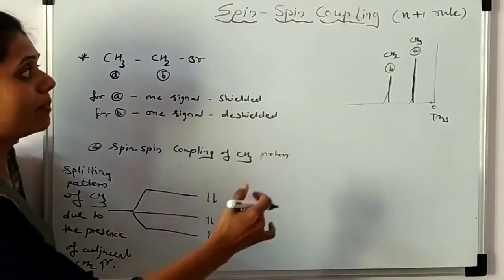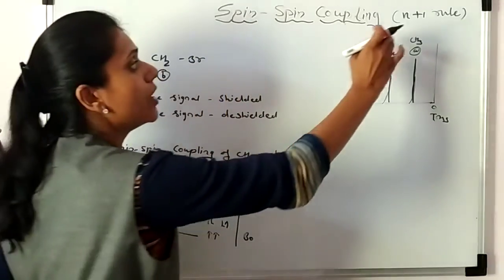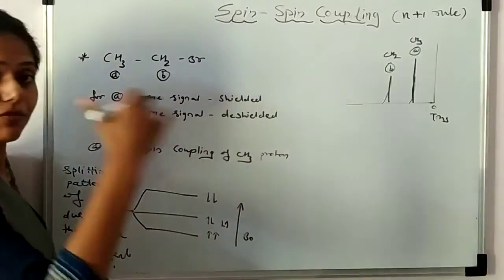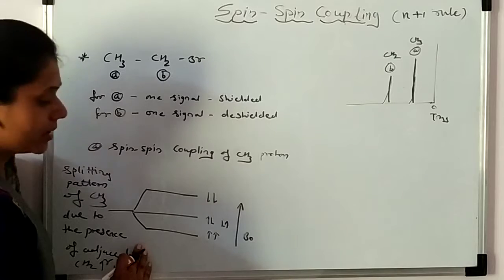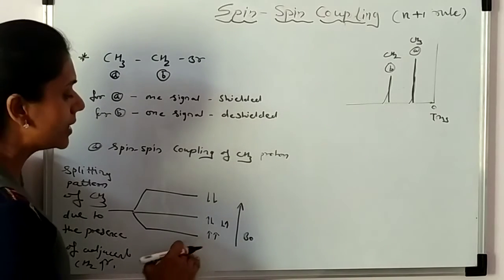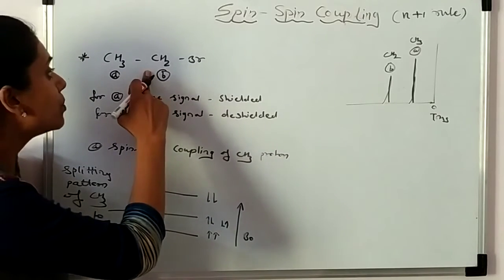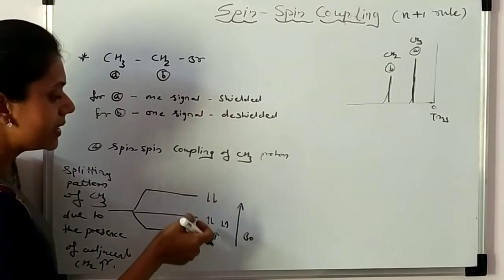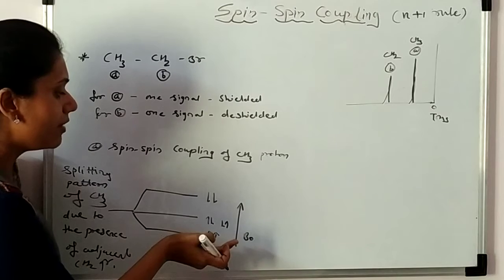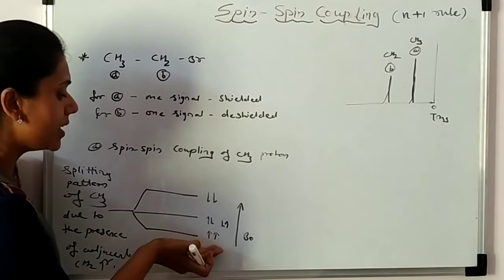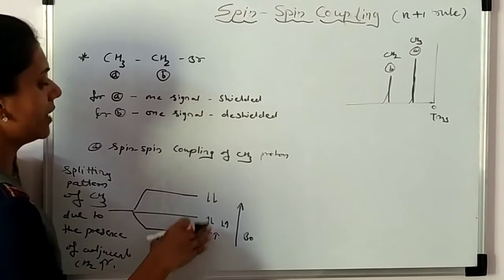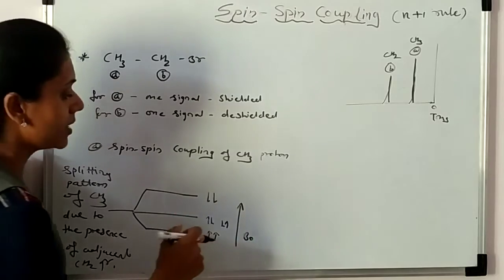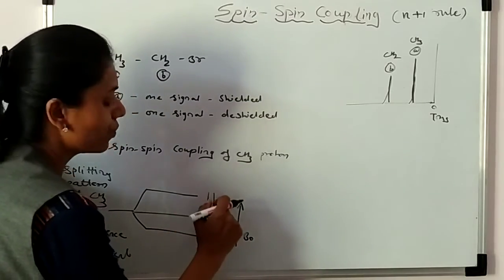Why do we get the triplet, or why do we use this rule? This again we prove by drawing this energy level diagram. When we put these 2 nuclei, we get the 3 possibilities here. When we increase the magnetic field, these are the possibilities of flipping of nuclei, and we get the splitting diagram like this, 1:2:1 here.